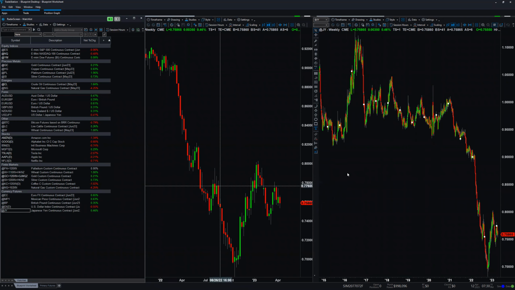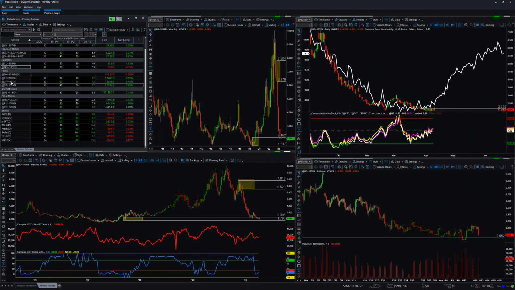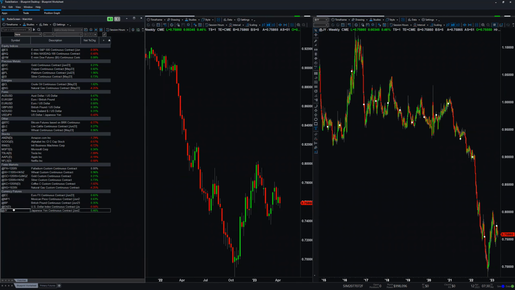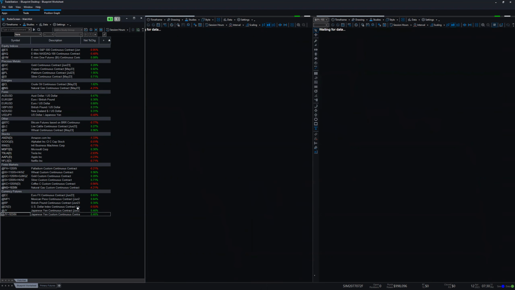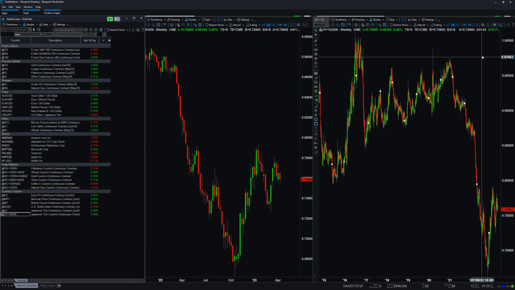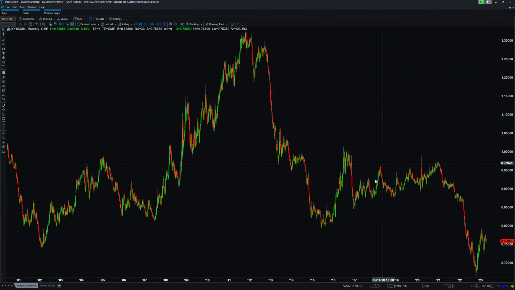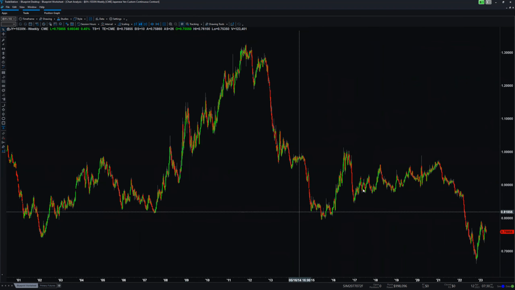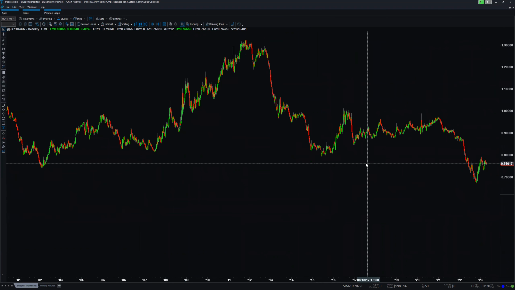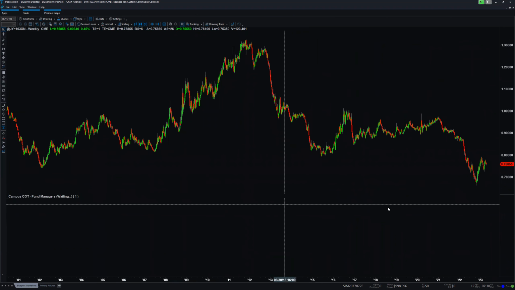I think for JY, it may even make sense to look at the 103XN chart. Let's just see if that makes a difference. 103XN. Yeah, looks different. Okay, I think this is a proper chart now. So now we can load the fund managers again.